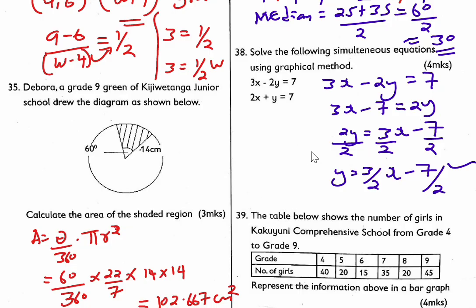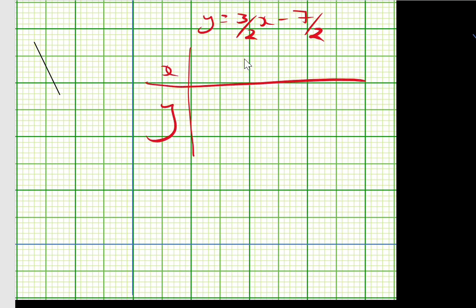Let us go to our graph so that we can plot together. So this is the graph. Remember, our equation for the first line was y is equal to 3 over 2 x minus 7 over 2. I'm going to make a very simple table here. Here we put x, here we put y. Then you pick any values of x. We can start with 1, then 2, 3, 4.